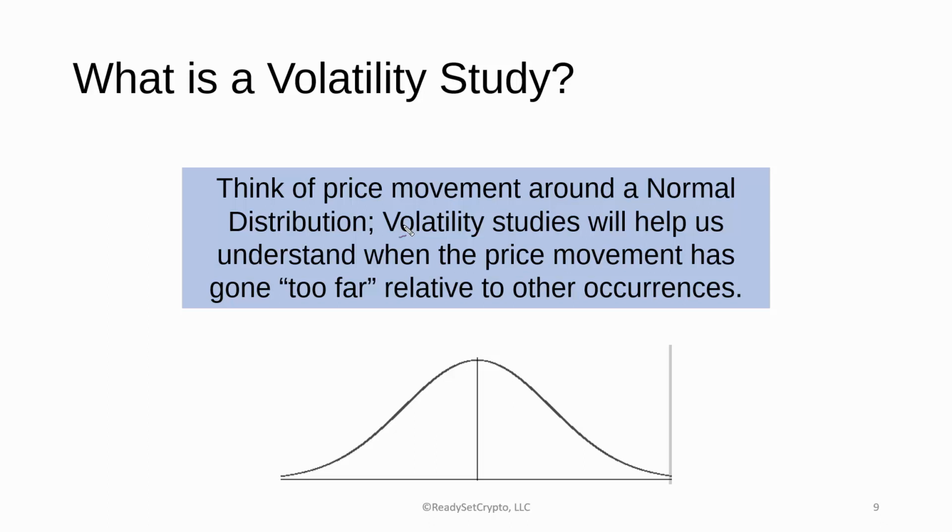Volatility studies will help us understand when the price movement has gone too far relative to other occurrences. So if normally we see price movement stay within this range, the meat of the bell curve here, we're going to see movements that occur up here, where we have huge movements in range or huge trends. And then we'll have the exact opposite over here, when we have literally no trend whatsoever. So we will see fat tails here. We'll see extremes when it comes to volatility, whereas most of the occurrences will fit very neatly within the center of the bell curve.